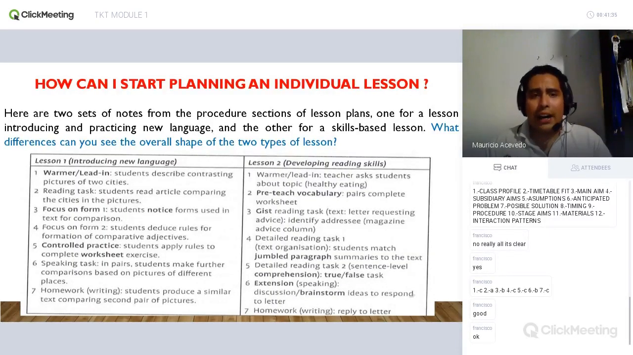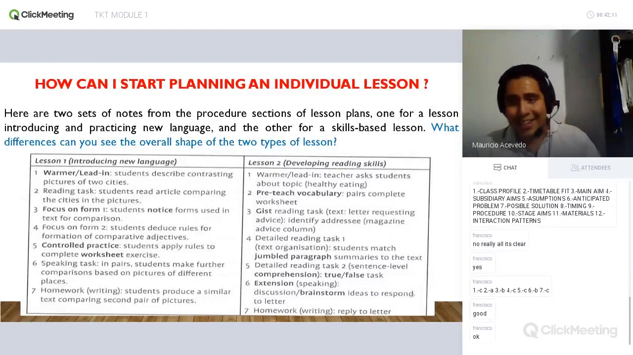Here we have an example of an individual lesson. Okay, here are two sets of notes from the procedure sections of lesson plans. One for a lesson introducing and practicing new language, and the other for a skill-based lesson. What difference can you see in the overall shape of the two types of lesson? As an individual lesson, Francisco, it's very important to look at the shape, to look at the form. Okay, what activities are you planning in order for your students to learn in just one session?